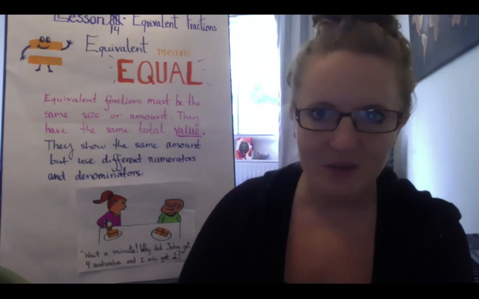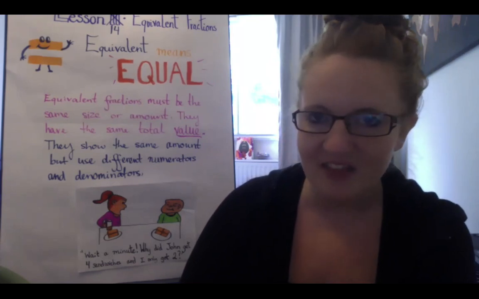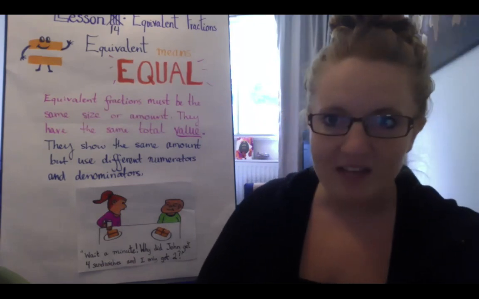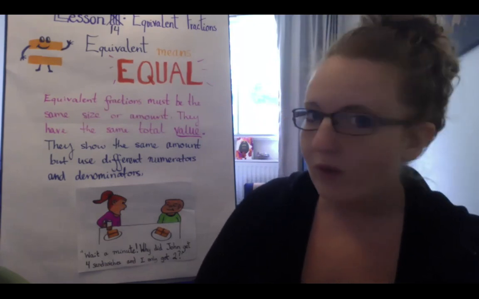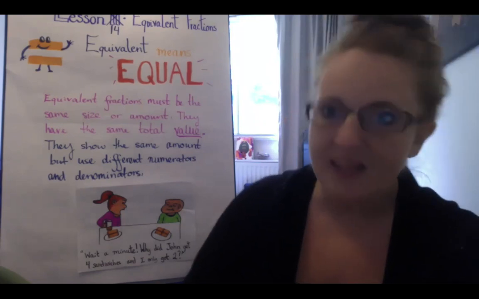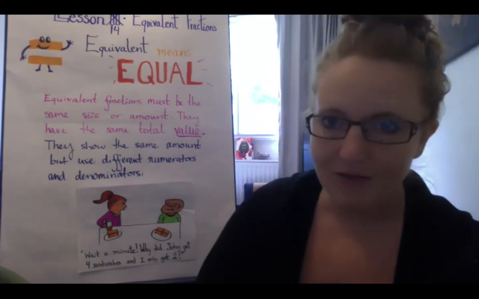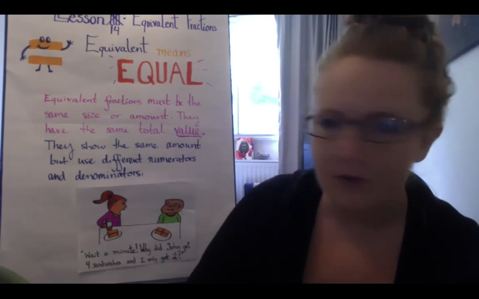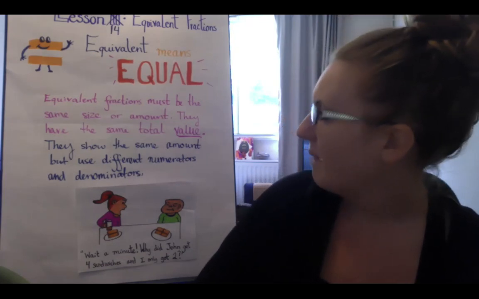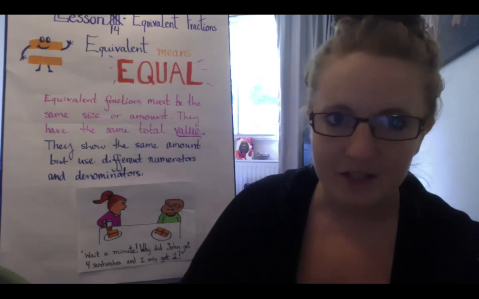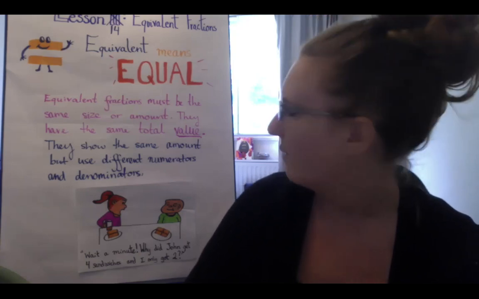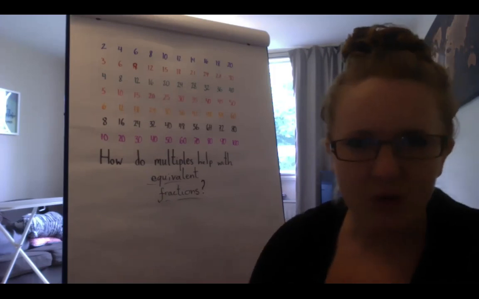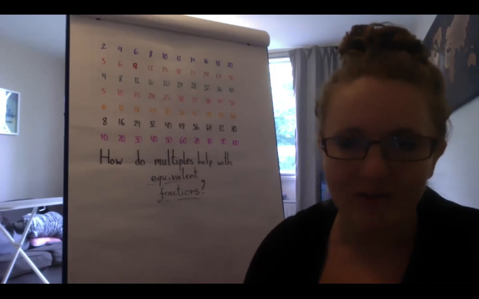So I know we looked at this in lesson 11 the other day, but I just wanted to look at it one more time. So we know that equivalent means equal, and equivalent fractions must be the same size or amount. They have the same total value, and they show the same amount but sometimes use different numerators and denominators. My question for you today is, how do multiples help us with equivalent fractions?